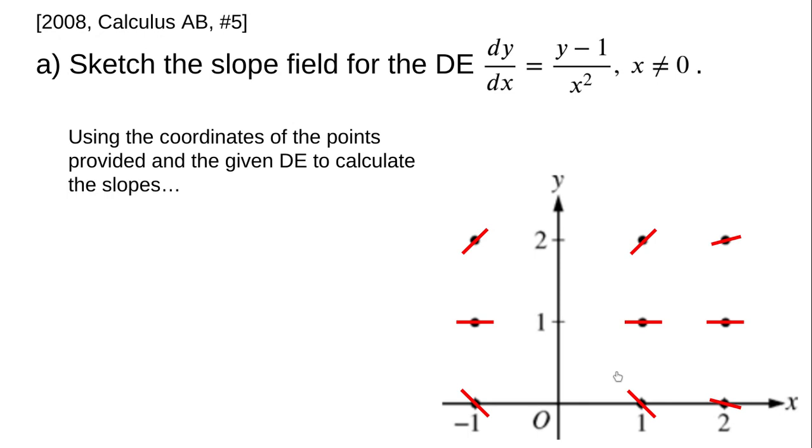If we do that for this question, we get a slope field that looks like this. Notice that x cannot be 0, so anywhere x is 0, we do not draw any lines. We don't draw vertical lines, we don't draw horizontal lines, we don't draw dashed lines, we do nothing. Do nothing if the differential equation is not defined. Also notice that whenever y is equal to 1 and x is not 0, we have slope 0, so we have horizontal slopes here, here, and here. And then we can use the other coordinates to get the slopes for the other remaining points.